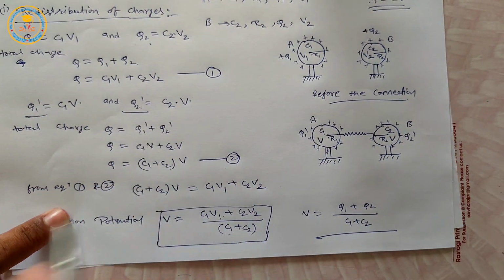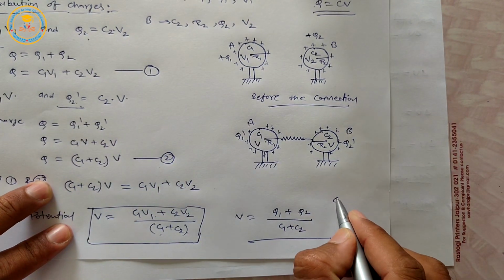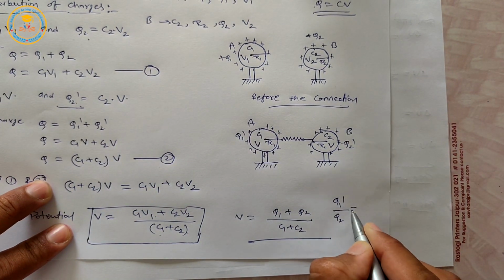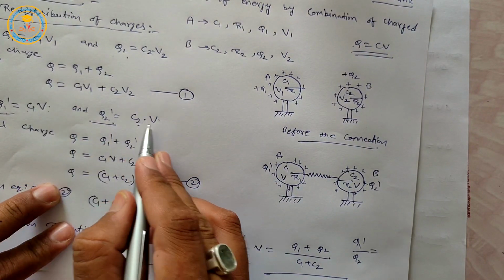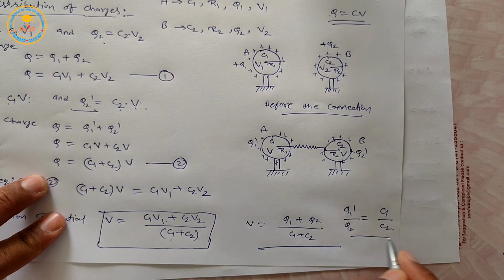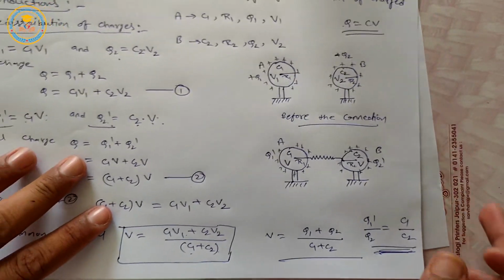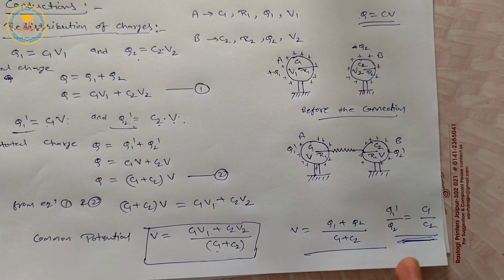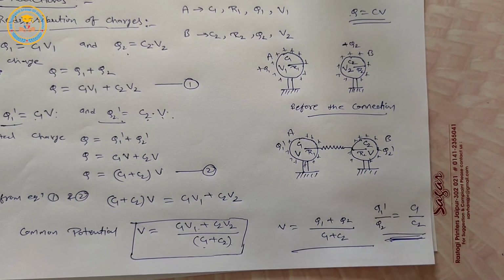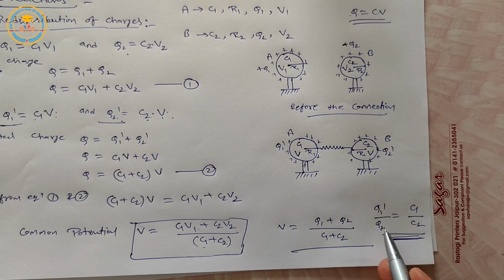q1 dash and q2 dash, we divide this equation by this equation, then q1 dash upon q2 dash is equal to C1 V upon C2 V. V and V cancel out, then we get C1 upon C2. This is another important expression for our annual exam. From this equation we can say, after redistribution of charges, the ratio of charges of the conductors is in the ratio of their capacitances.